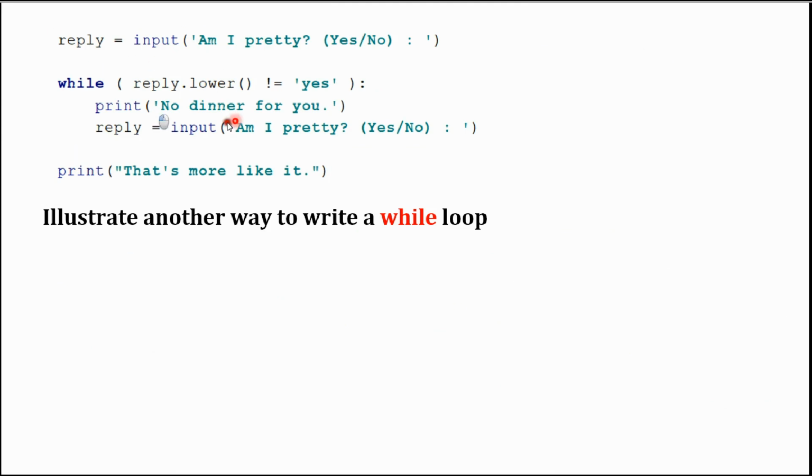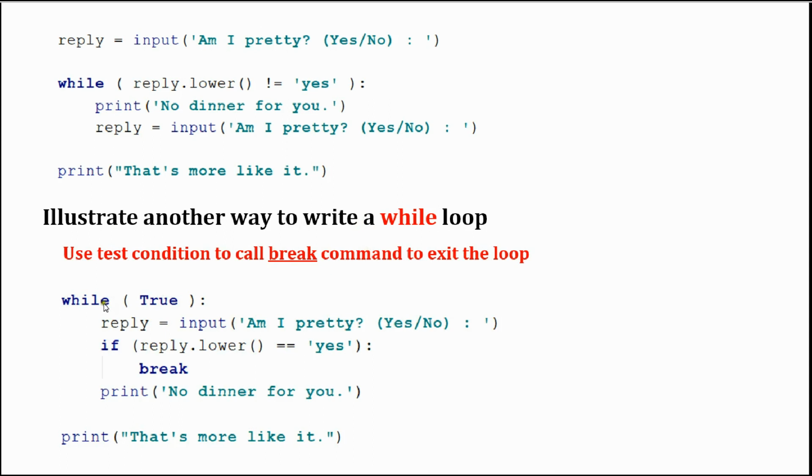So using this same example, we illustrate another way to write a while loop. We use something called a break command, and we can use it with a test condition to exit the loop. Let's see how we do it. So we construct the while loop. Instead of using a test condition to control whether we want to repeat or not, we just simply put True. So this test condition is always true. If it is always true, it will always go down and execute the statements below.